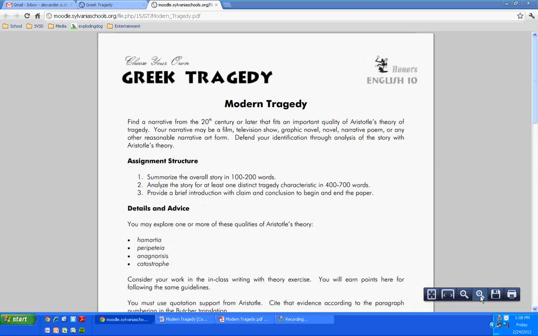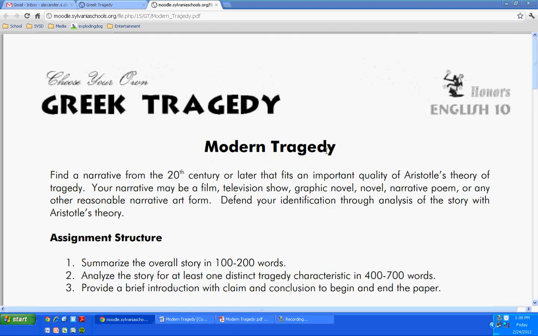Because as with many of my units, a number of these assignments will come due sort of around the same time. And the more you do in advance, the better off you are.